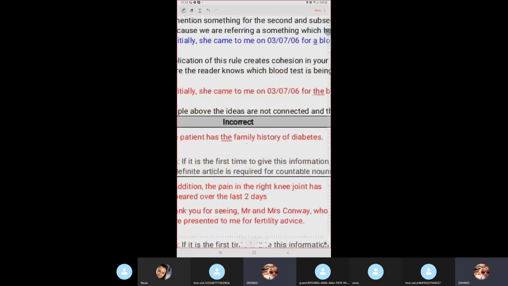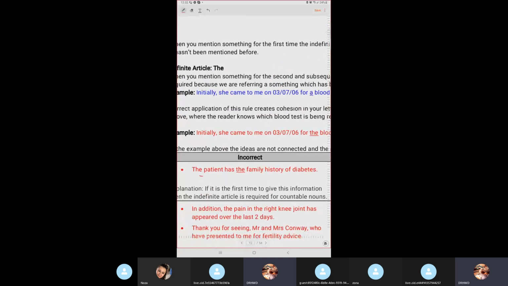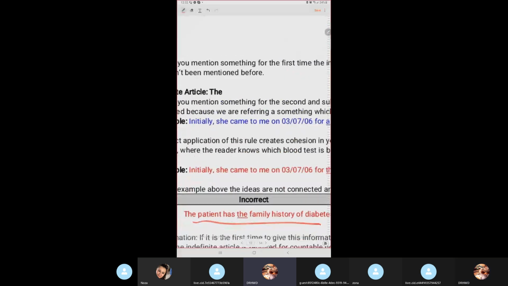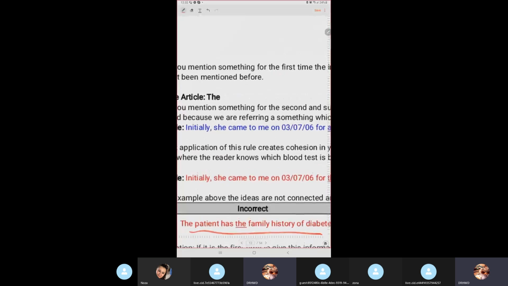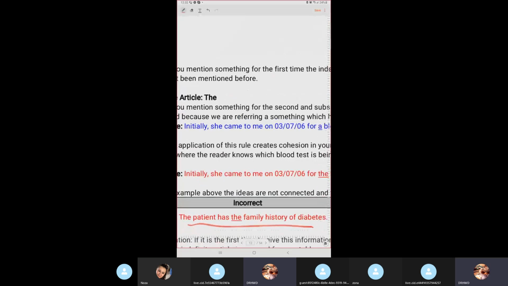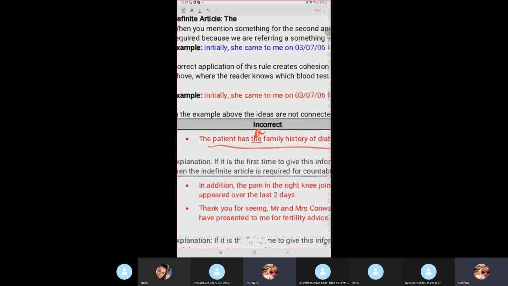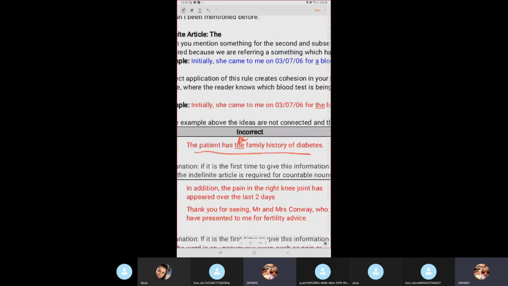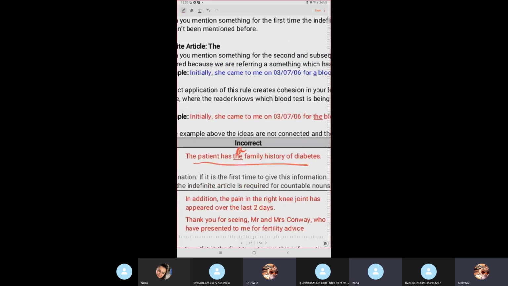Right, so let's do this. This one says the patient has the family history of diabetes. I'm writing this information for the first time. Yes, Dr. Zona. If it is for the first time, then we'll use a family history. Right, family history, because I'm writing it in the past in the social history paragraph, right? In addition, the pain in the right knee joint has appeared over the last 2 days. In addition, the pain in the right knee joint has... will not appeared come... over. Yes, sorry.